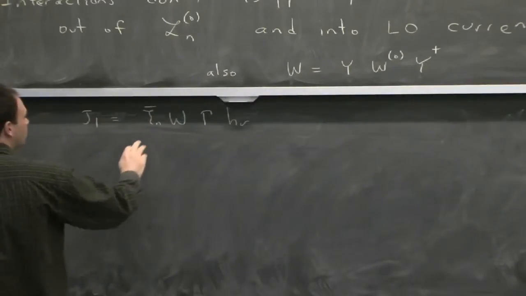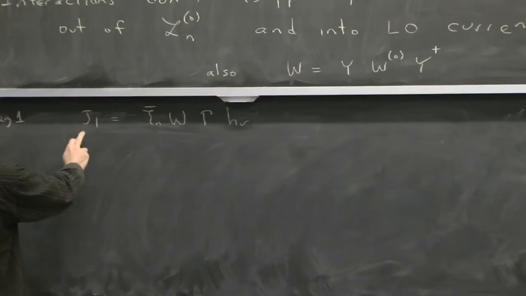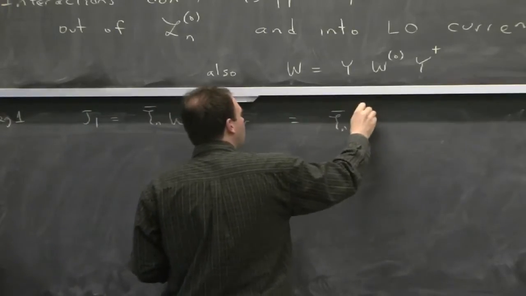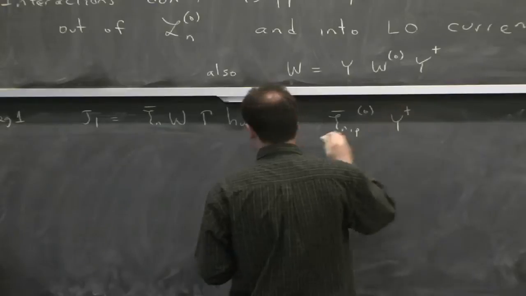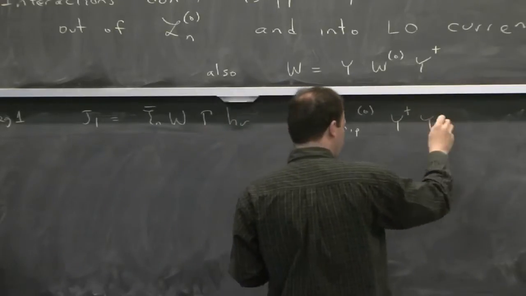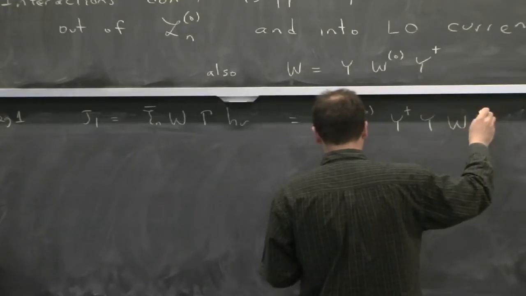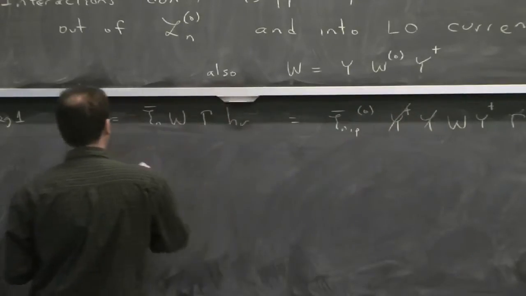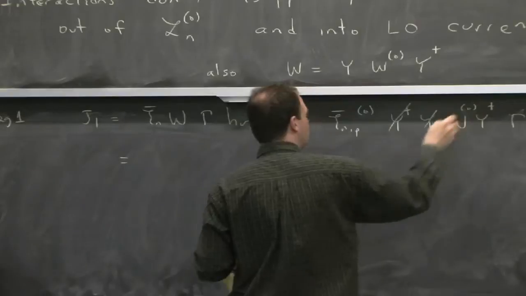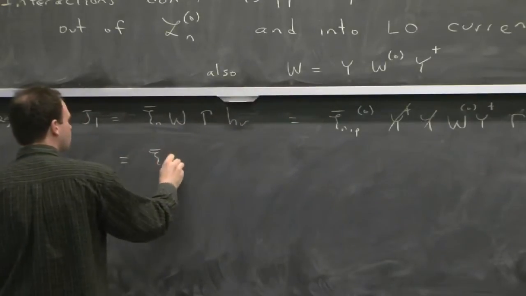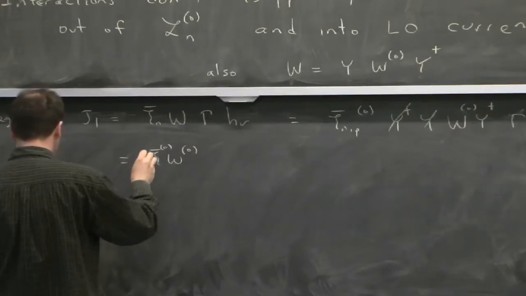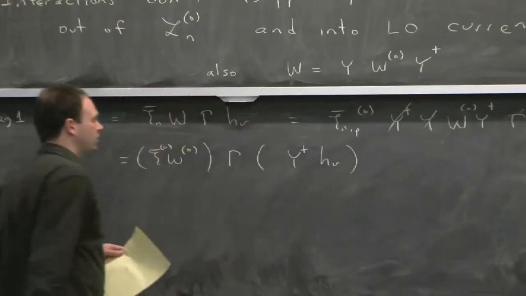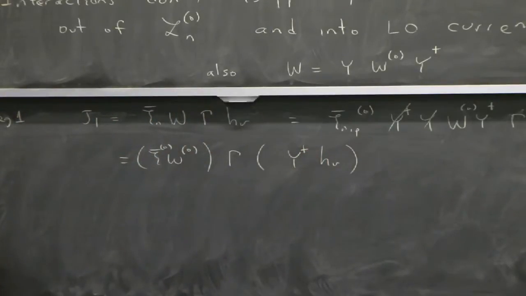OK, but I need that here. So given that that's also true, if I want to look at this guy, just make the field redefinition. So I get this. I get a Y dagger on both sides of the Wilson line. These guys cancel each other. This is a Wilson line 0. So I have C bar 0, Wilson line 0, and I have gamma, and I have Y dagger HV. So now I have a Wilson line sitting next to the heavy quark and another Wilson line sitting next to the collinear quark.